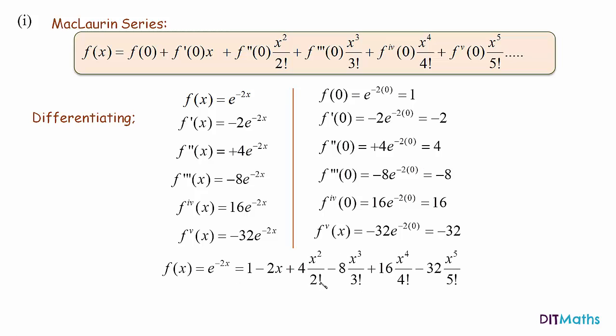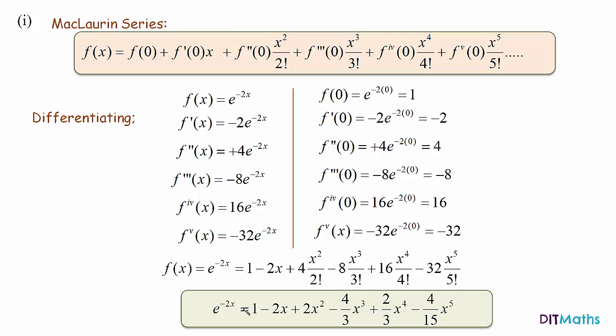Now remember, 2 factorial is 2 by 1, 3 factorial is 3 by 2 by 1, 4 factorial is 4 by 3 by 2 by 1, and 5 factorial is 5 by 4 by 3 by 2 by 1. So if we calculate these values and substitute, we get the following expression. 2 will go into 4 2 times. Divide above and below here by 2, we get 4 over 3. Divide above and below here by 8, we get 2 over 3. And divide above and below here by 16, we get 2 over 15. So substituting these values will give us the final power series for the function e to the power of minus 2x.